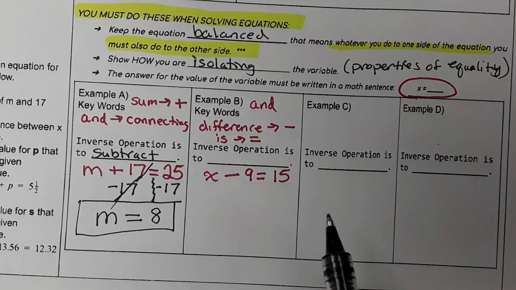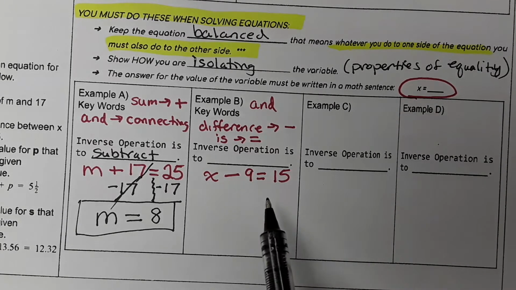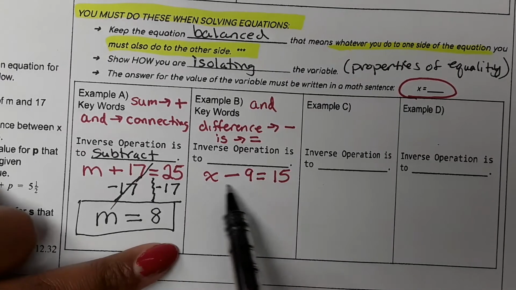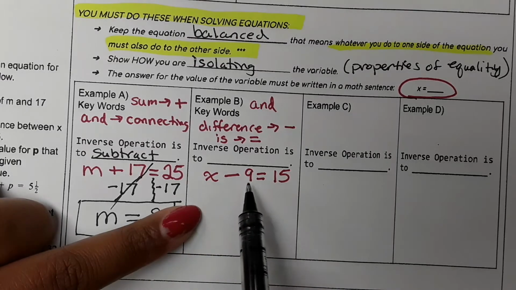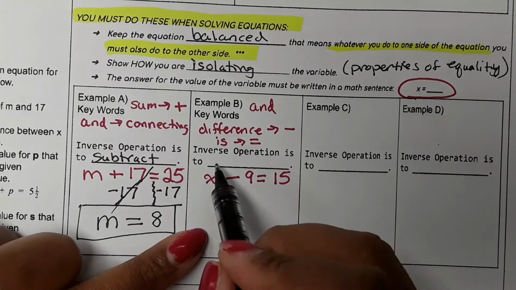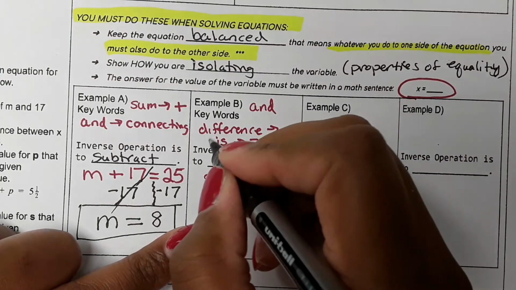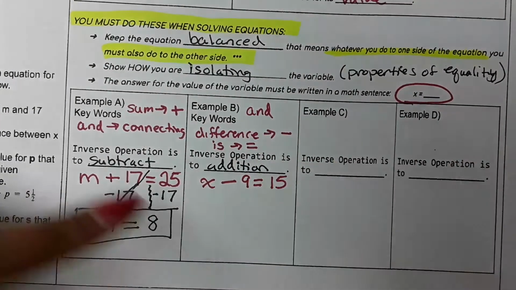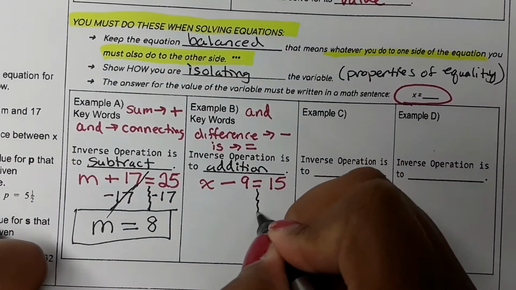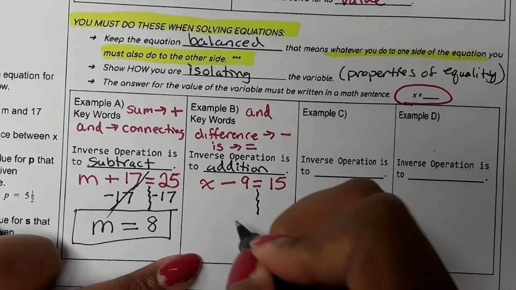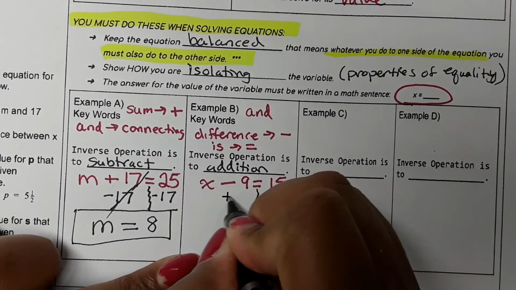We have the difference between x and 9 is 15. All right, as we can see here, what's happening to x is we're subtracting 9, which means to solve for x, we have to use the inverse operation, which would be addition. So I'm going to put in the Great Wall of China so I can see this is one side, that's the other side. What do I need to do here? I need to add 9.